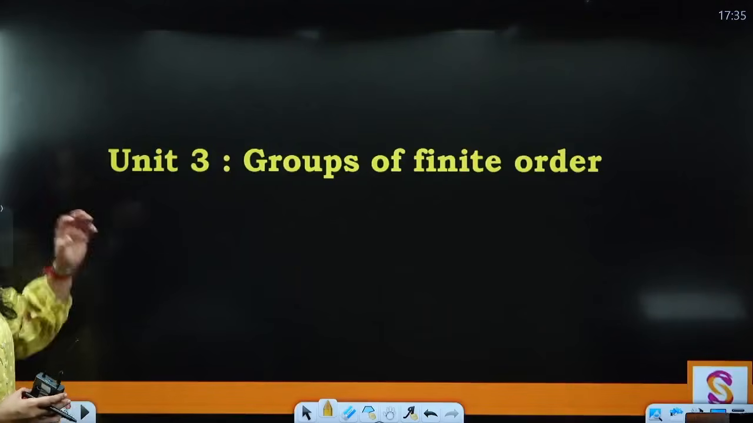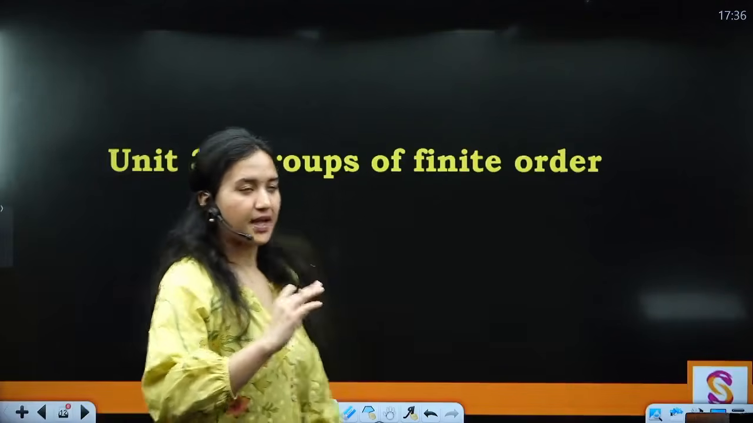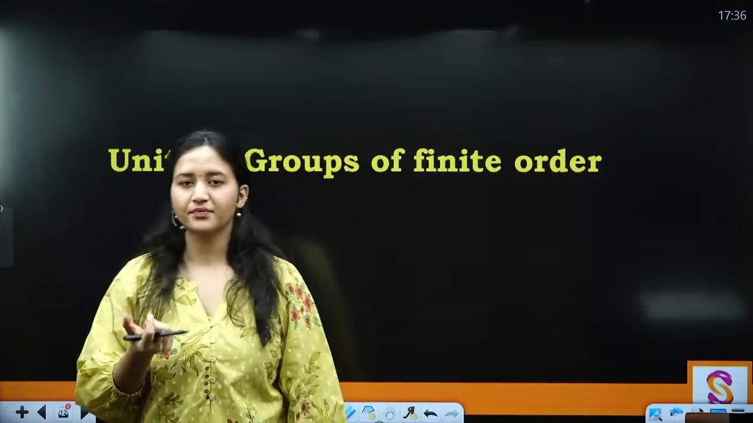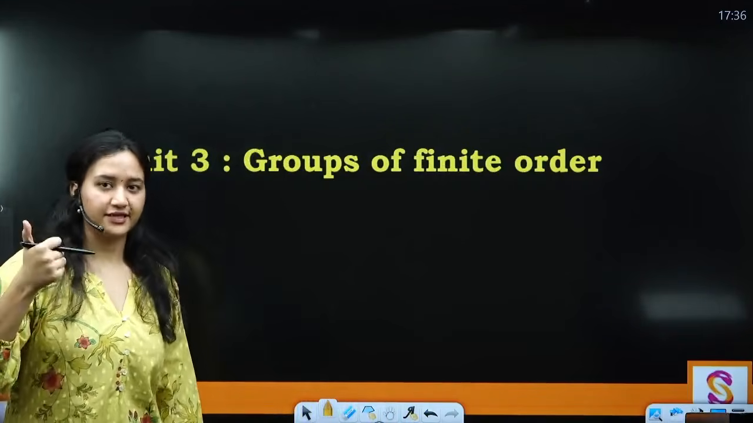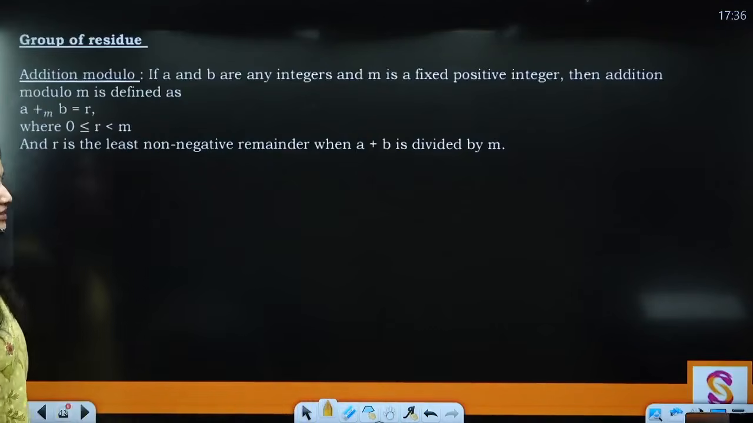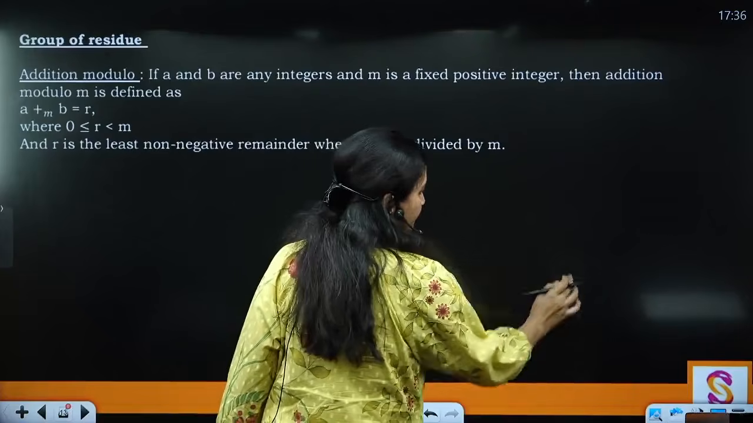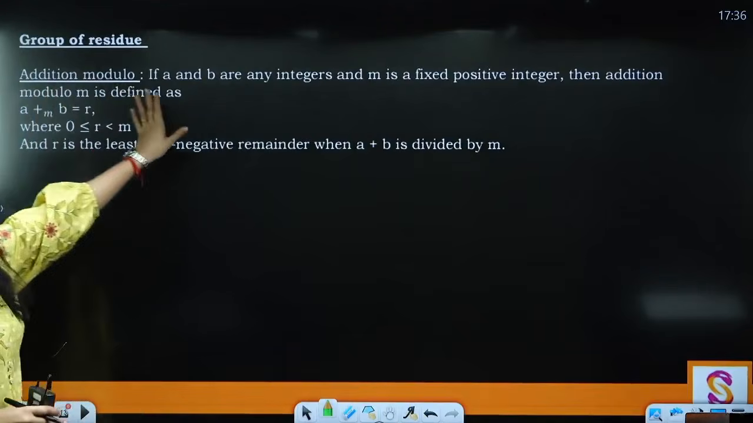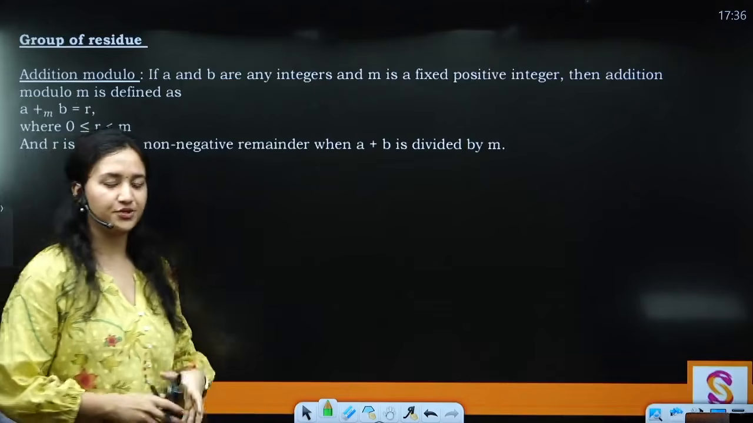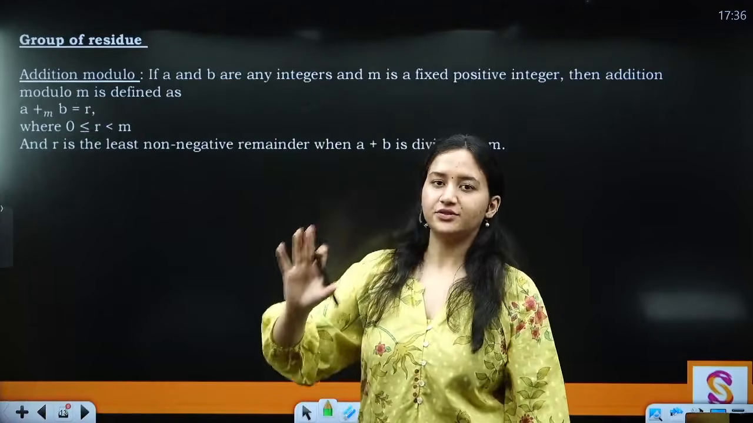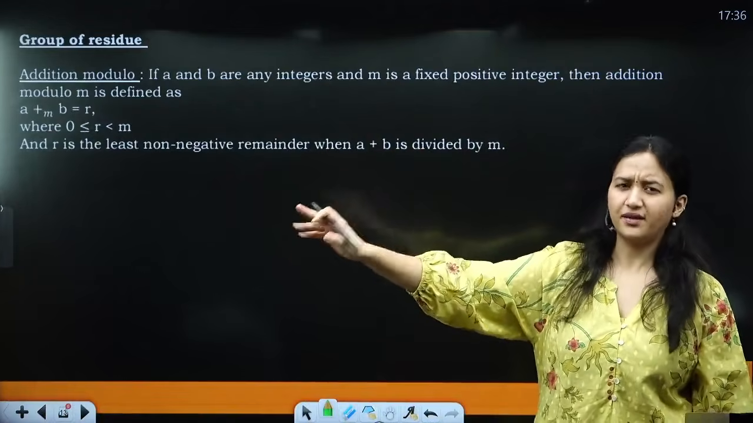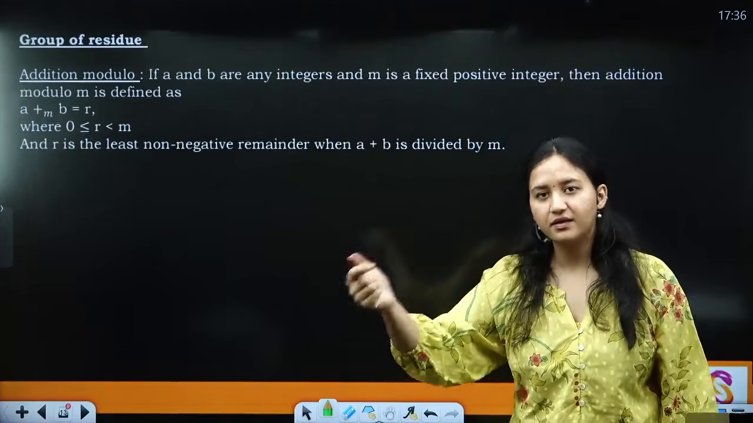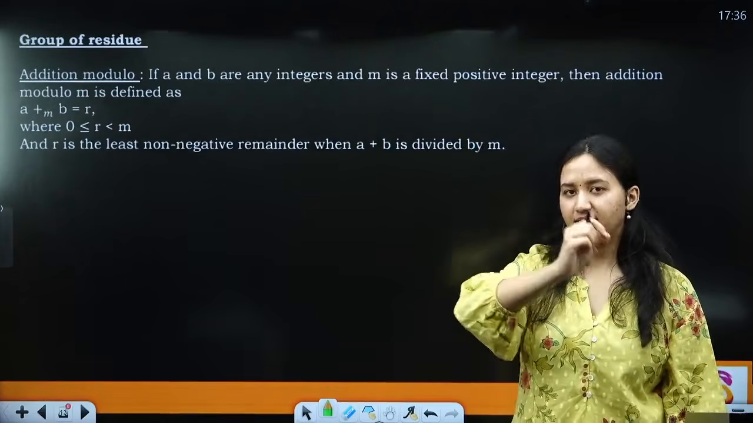Now let's take up the next unit, that is groups of finite order. Now we are going to start the repository thing that I was telling you about in the first lecture, right? So let's take up the very first operation that we will be understanding first. Now what is this? Addition modulo. Addition modulo is nothing but a binary operation where you take two integers, and then you divide by an integer m. The answer is going to be the remainder you get when you divide a + b by m.